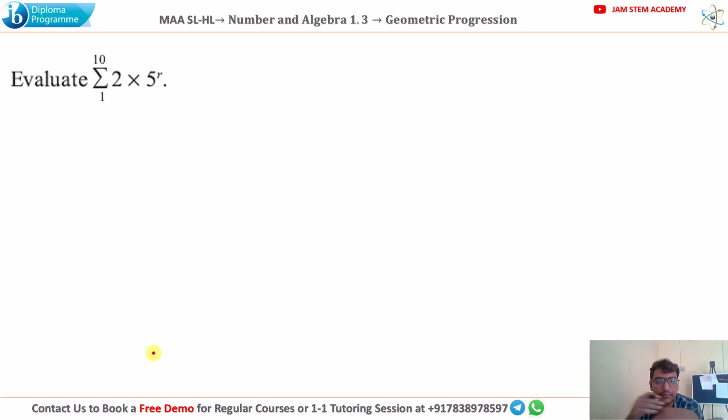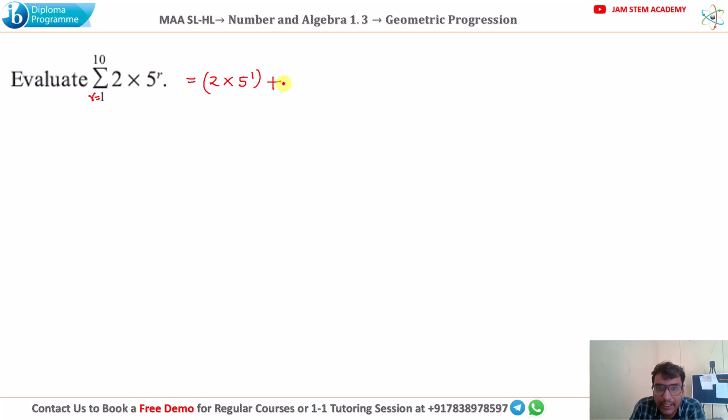Next part. It says evaluate the sigma from 1 to 10 of 2 times 5 raised to the power r. So here later you can use the calculator to find its exact value. Okay, but let me tell you what it means. This sigma representation means that terms get added up starting with r equals 1. So you have to take r from 1 up to 10. So take r equal to 1. What is that? 2 times 5 raised to the power 1. This is your first term.